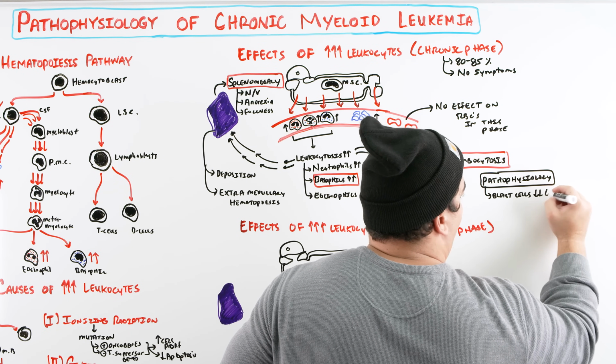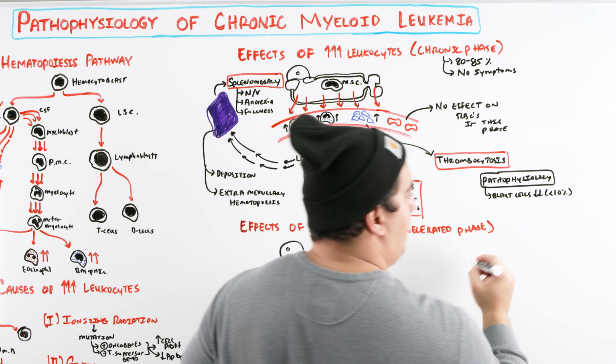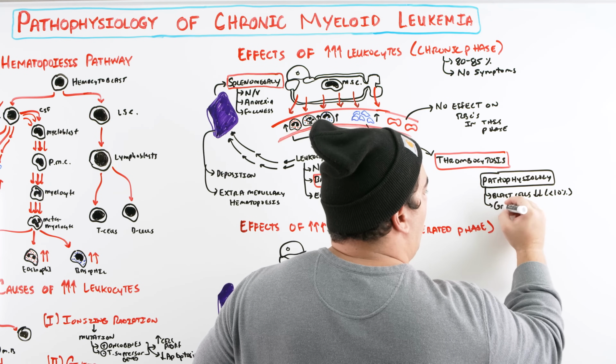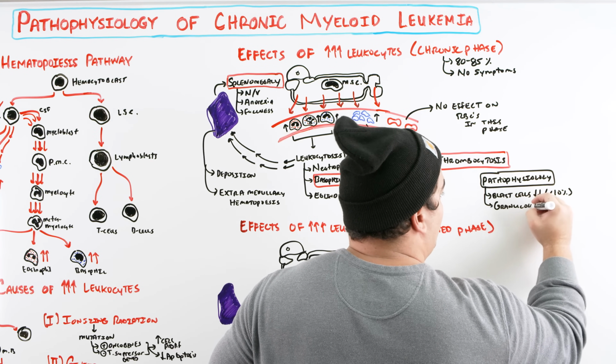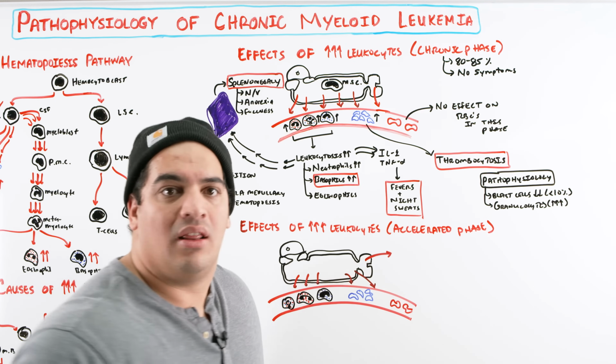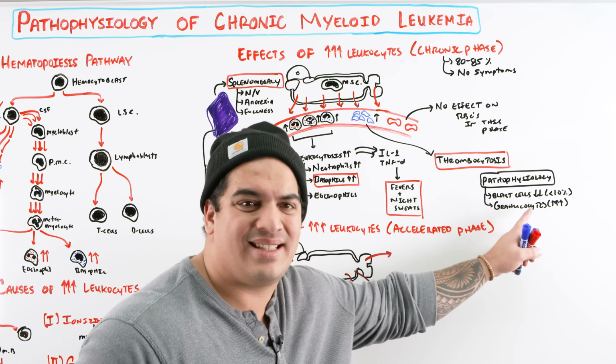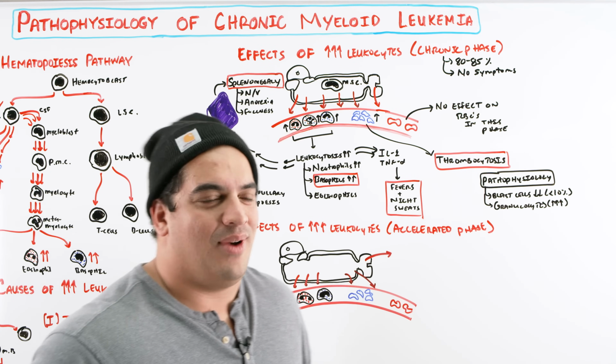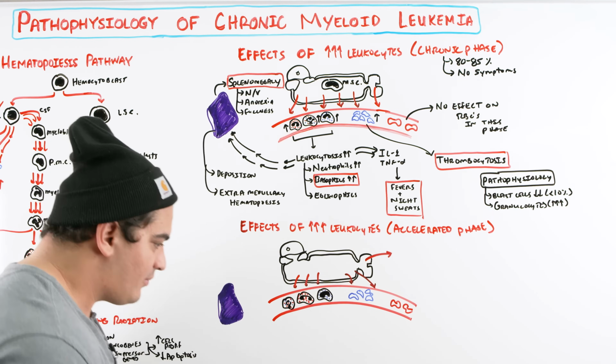They are in the lower amount. We say less than 10%. Whereas all the other ones, all your granulocytes, the relatively mature ones, these are the ones that are in high amounts, okay? Lots of granulocytes, very little blast cells. But now, guess what? We go to the next phase.